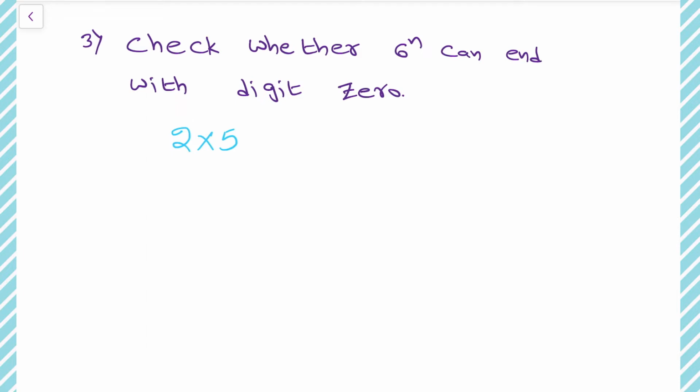Now let us observe the given question having the number 6 power n. 6 can be simplified as 2 into 3, whole power n. As we know clearly, if it contains 2 and 5 as factors, compulsorily 2 and 5, then only it will end with the digit 0, otherwise it won't. Here 2 is a factor but 5 is not a factor. So as 5 is not a factor, it won't end with the digit 0.